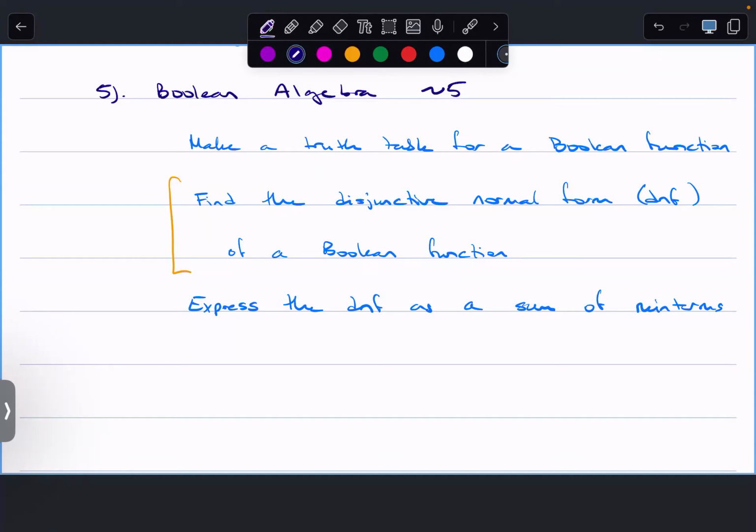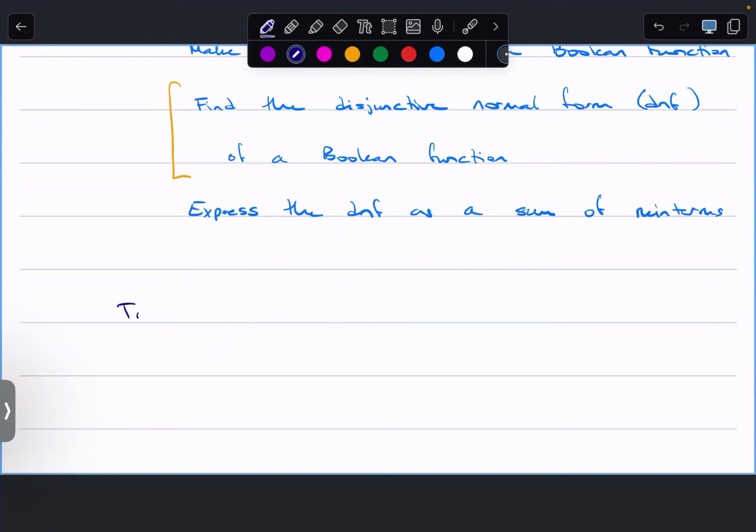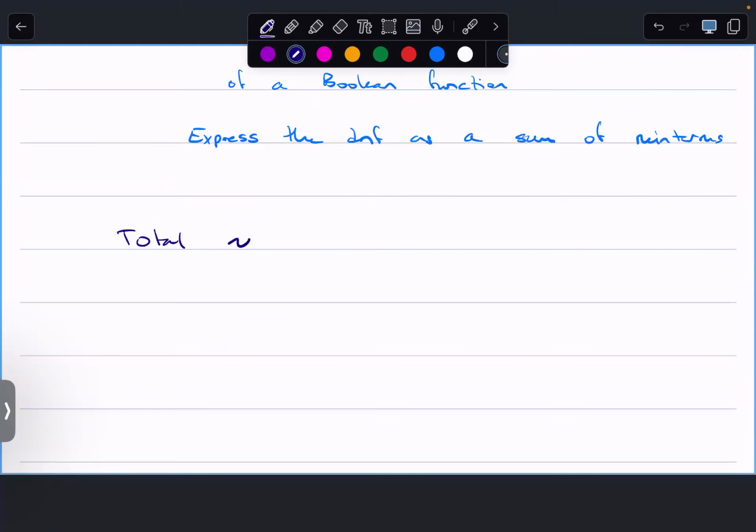This makes for a total. Maybe I'll erase this because I'll talk more about it later. Total out of roughly 55. And you'll have the entire class, obviously. What is the last line before the total? Express the DNF as a sum of min terms.